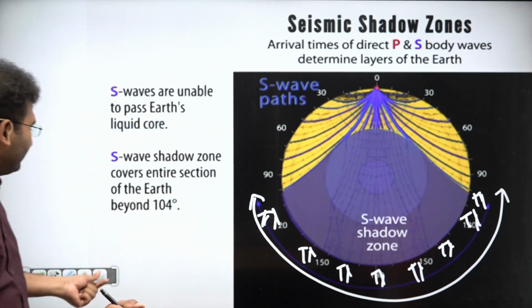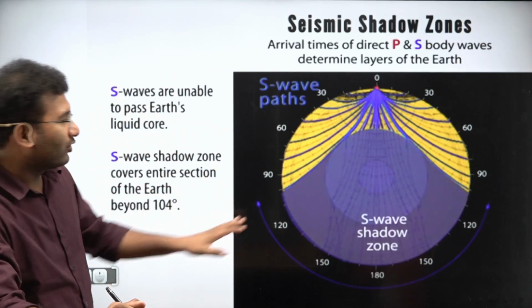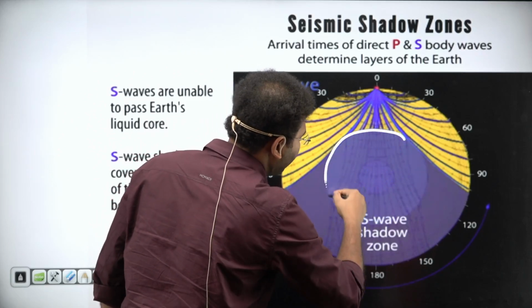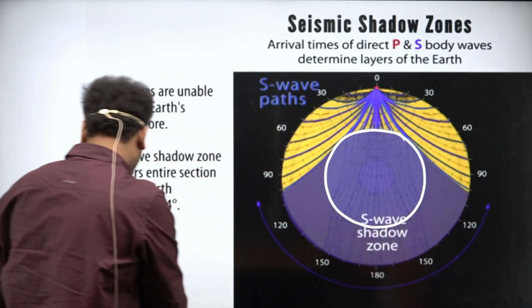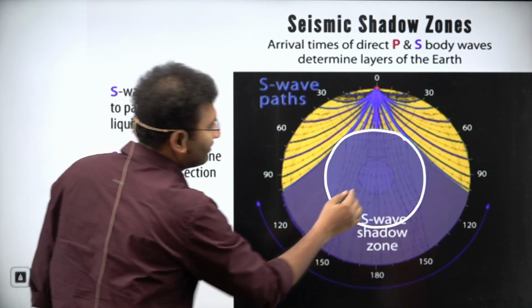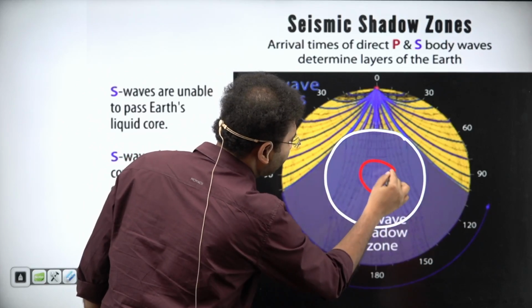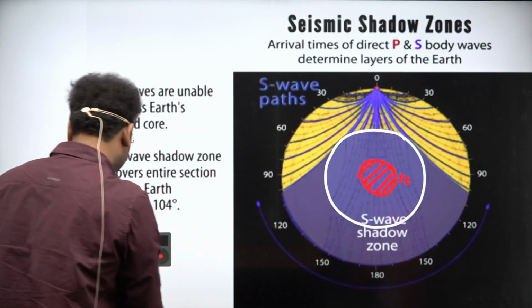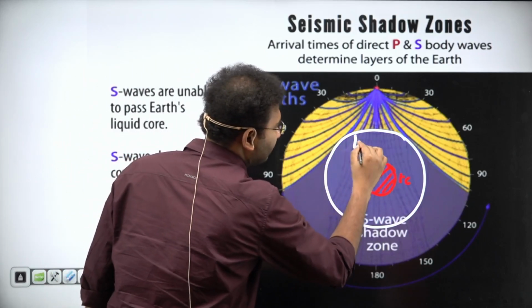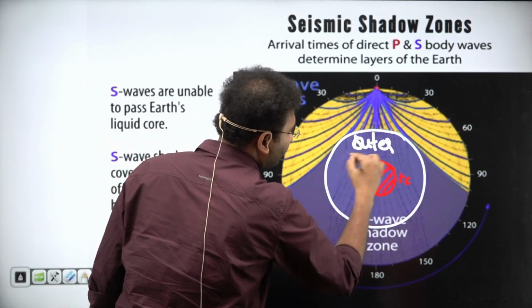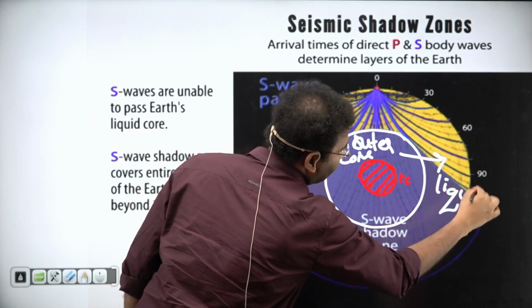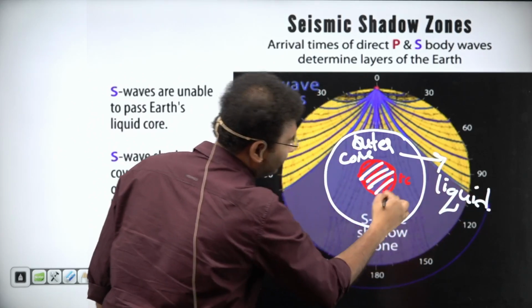Now look at this. With this we got to know that there could have been a layer made up of liquid, and there could have been a layer made up of solid here. Now this is your solid, and this we call the inner core, and this layer is called the outer core. Our outer core is liquid in nature, and our inner core is solid in nature.